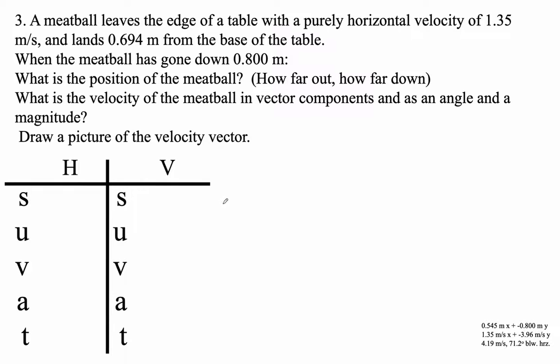Alrighty, so now we're doing the exciting second part of this problem. The meatball leaves the edge of the table with a purely horizontal velocity. We're definitely going to use that. But it's not landing on the table, because now we're talking about when it's gone down 0.8 meters. So we're not going to use that.